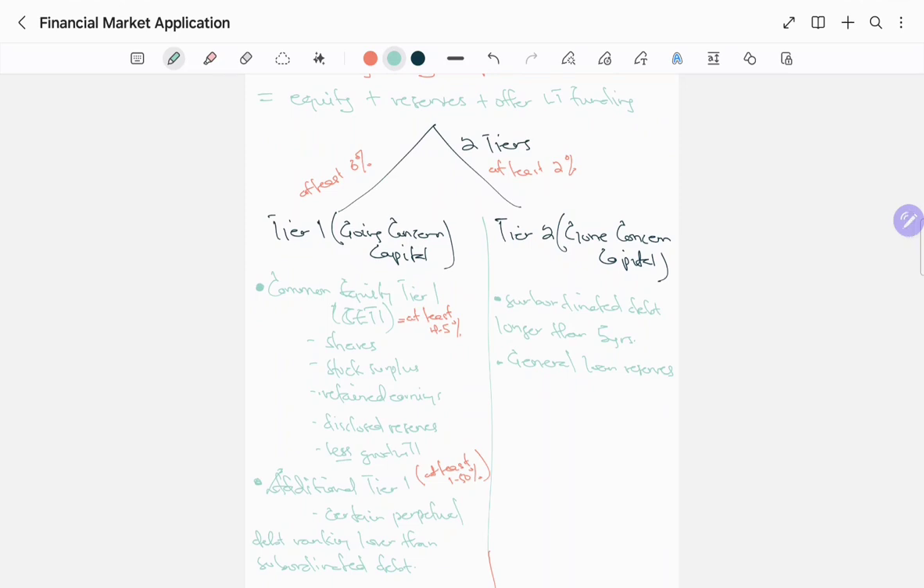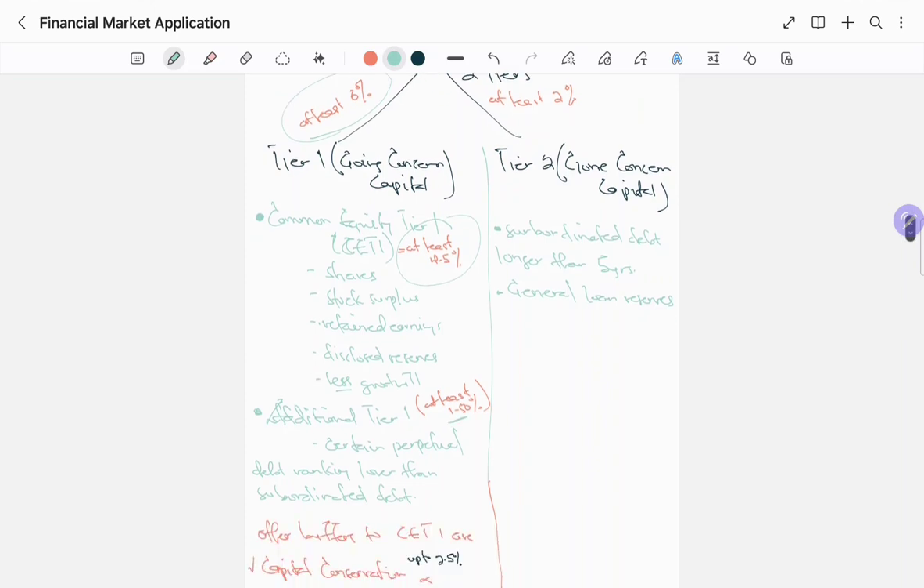This is made up of your common equity tier 1, which includes shares, stock surplus, retained earnings, some disclosed reserves, and then we net off some goodwill. Now, this common equity tier 1 should be at least 4.5%. So have a minimum of 4.5 out of the entire 6 you can get from tier 1. So if it is 6% for the entire tier 1, 4.5 should come from common equity tier 1, and then the 1.5 difference will come from additional tier 1.